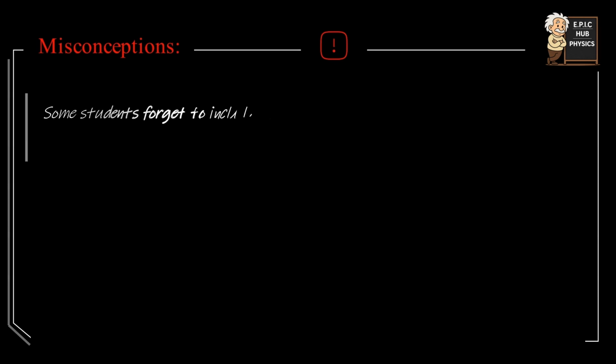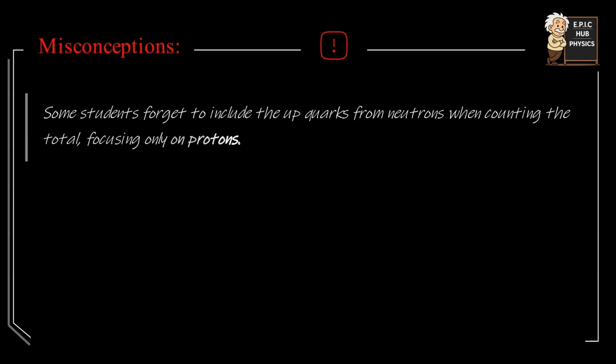Now let's address some potential misconceptions that could arise in solving this problem. Some students may forget to include the up quarks from neutrons when counting the total. They might focus only on the protons, which could lead to an incorrect answer. To avoid this, make sure to count the up quarks from both protons and neutrons.